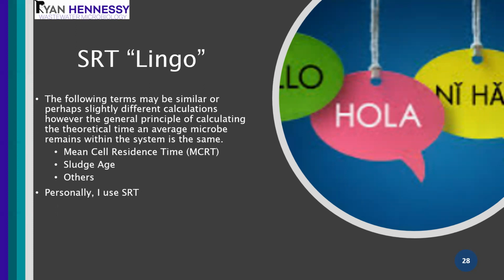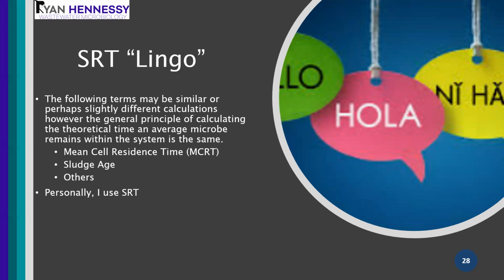There are some different terms around SRT and different ways of calculating SRT. You'll see the terms mean cell residence time, sludge age. There are other more complex ones. Basically, it's the calculation of the average time that a theoretical bug would stay in the system. So there are a lot of different ways to calculate it.